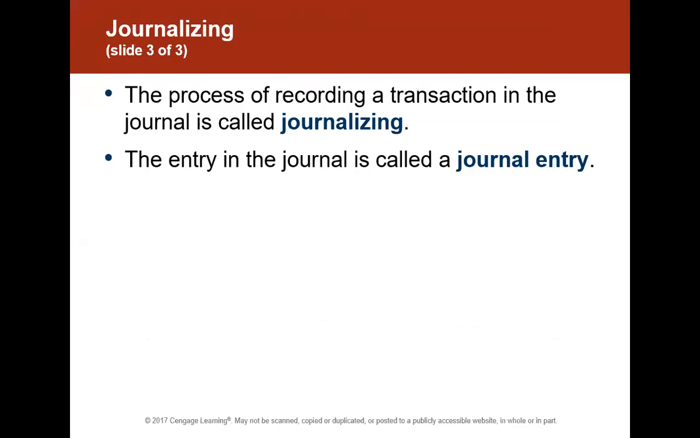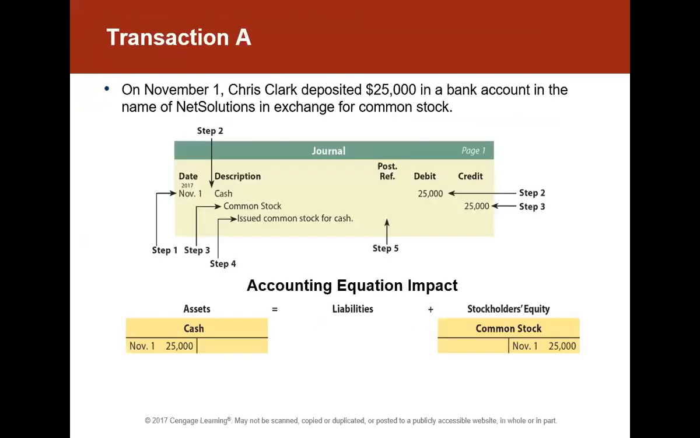The process of recording transactions in the journal is called journalizing. And these entries are called journal entries. So to visualize it, because I know that makes it easier, we had a transaction on November 1st. Chris Clark deposited $25,000 in a bank account in the name of Net Solutions in exchange for common stock. Again, this was a transaction we dealt with last chapter. And we said cash was increasing and common stock was increasing.